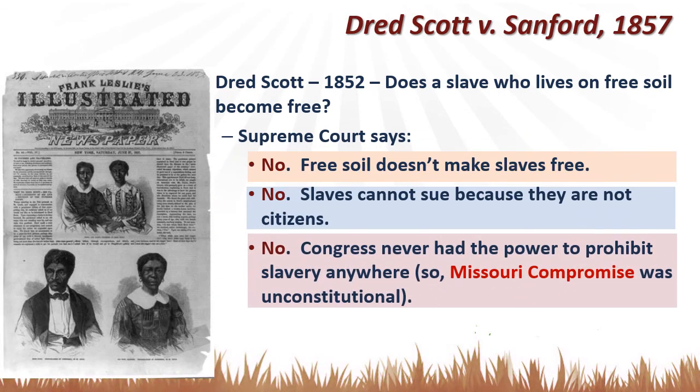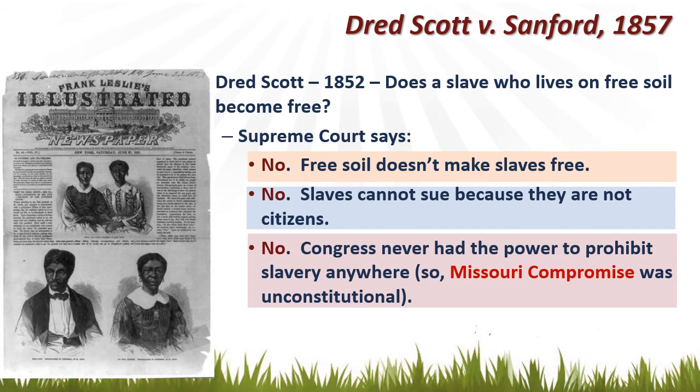They then decided the Missouri Compromise was unconstitutional. Congress, according to the Supreme Court, never had the power to prohibit slavery anywhere. So Congress never had the authority to draw a line across the United States, never had the right to say slavery was only allowed south of that line and not north of it. And therefore, the entire Missouri Compromise was not legal. It was not enforceable. I think you can kind of see where this is going here.